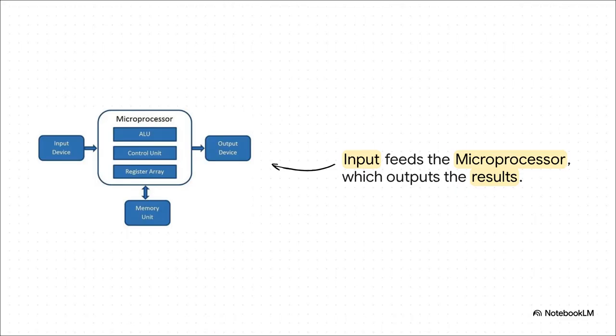Now, the fundamental flow of computing is actually brilliantly simple. Input data enters from an input device, right? The microprocessor receives it, and then crunches that data using its internal components, the arithmetic logic unit, the control unit, and the register array, all while constantly communicating with a memory unit. Finally, it just spits the process results out to an output device. That flow is the heartbeat of all computing.